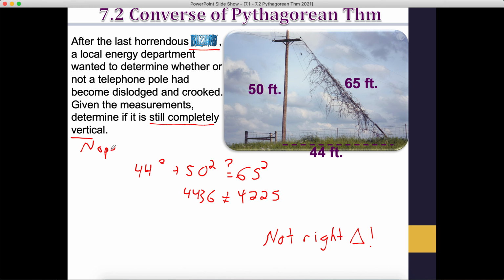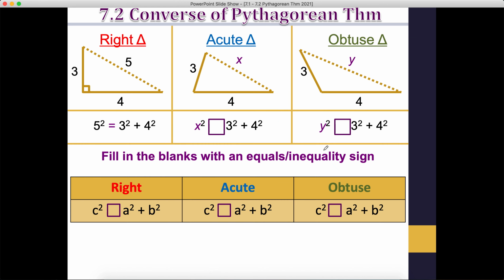And in fact, what we're going to talk about in a moment is a little bit stronger of a statement. We can say not only that this is not a right triangle, but we can go a little bit further and conclude whether it is obtuse or acute. Because if it's not right, then it's one of those two things. So let's try to think.